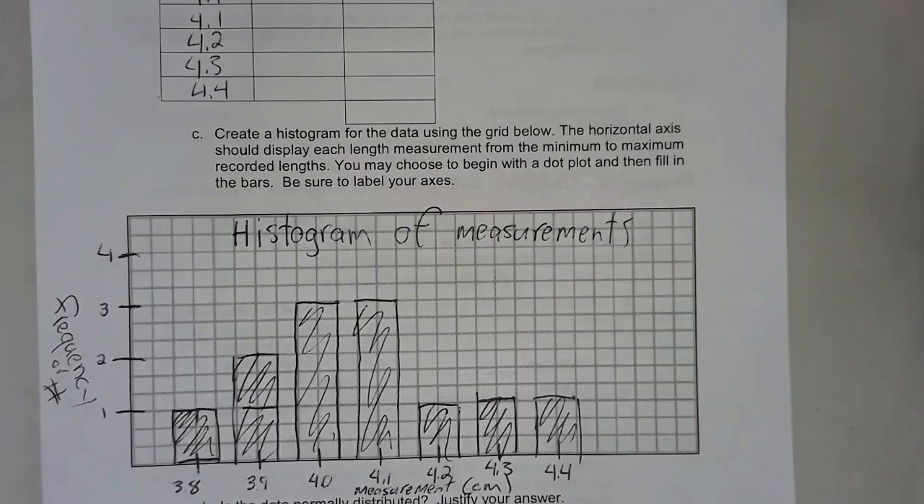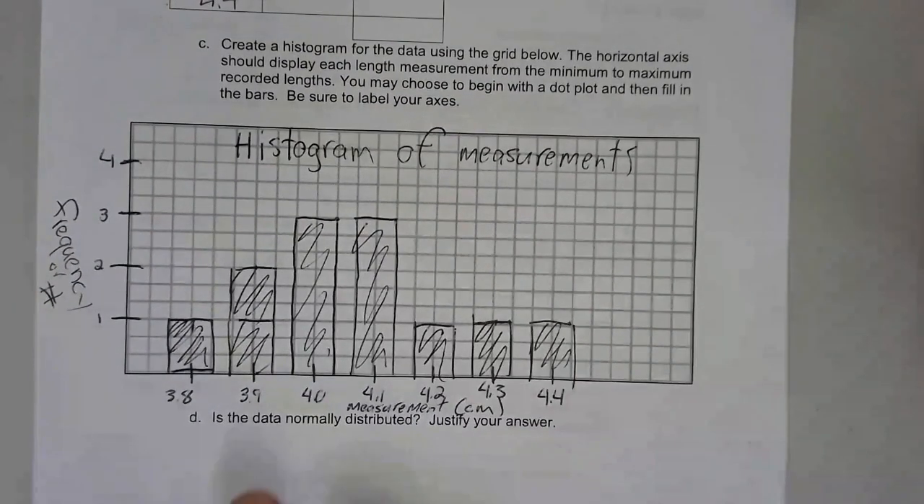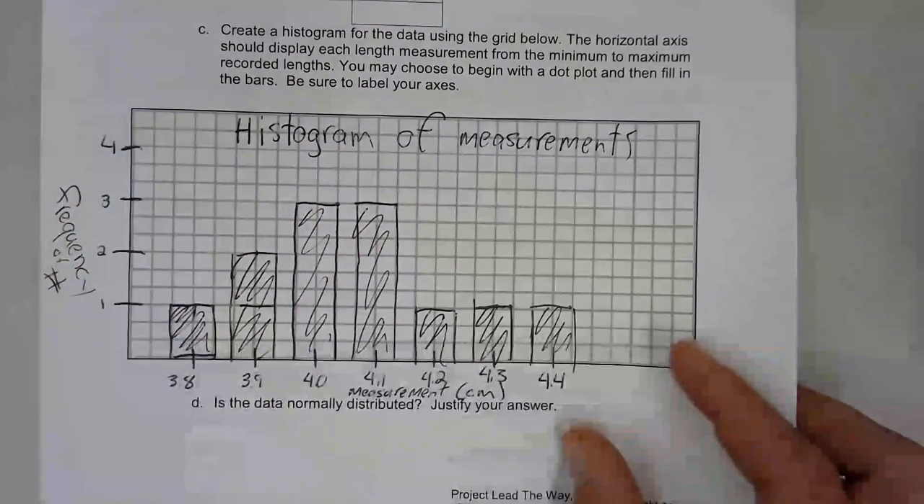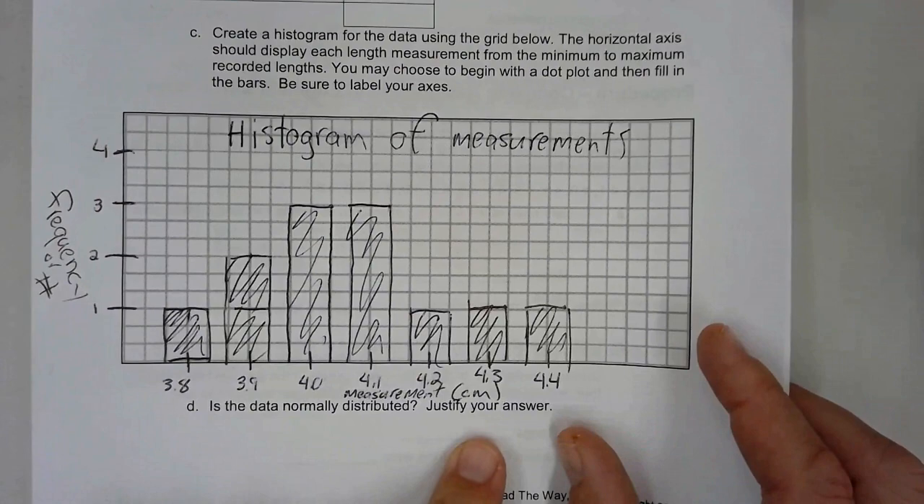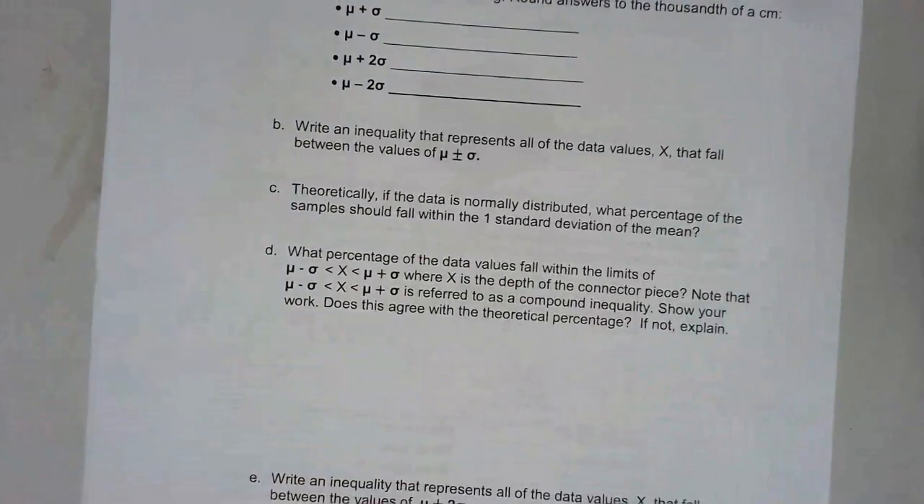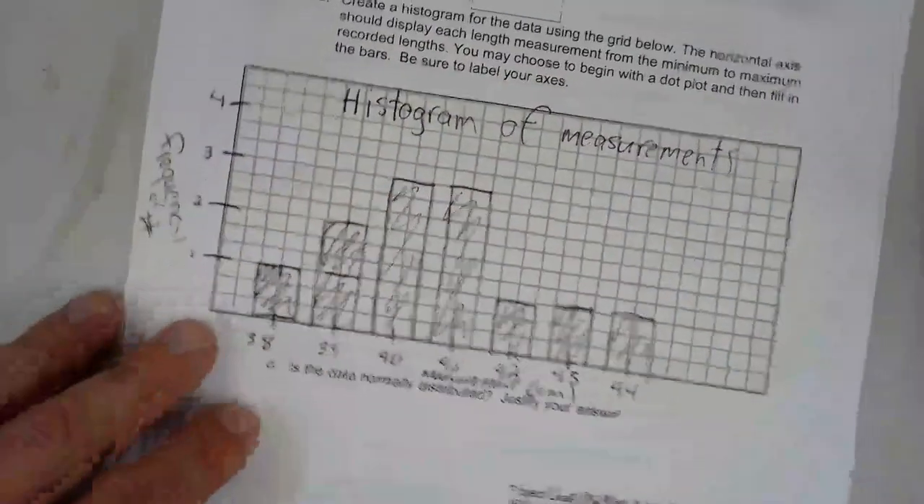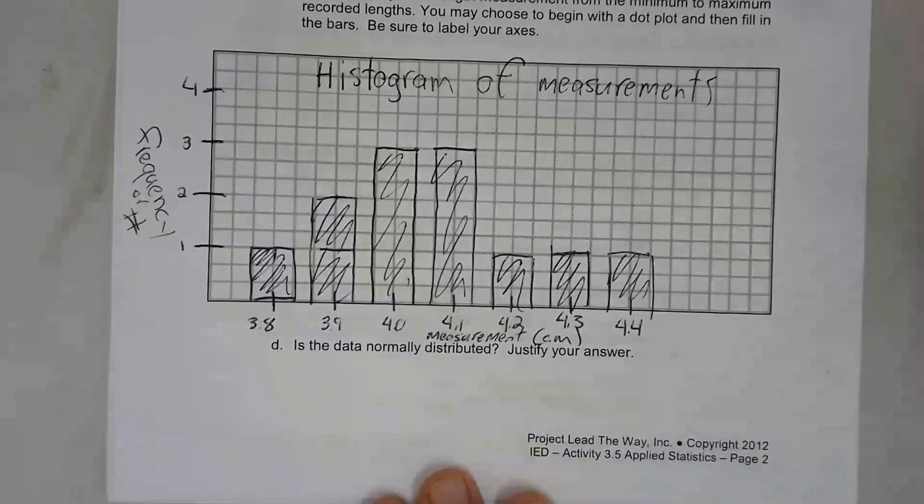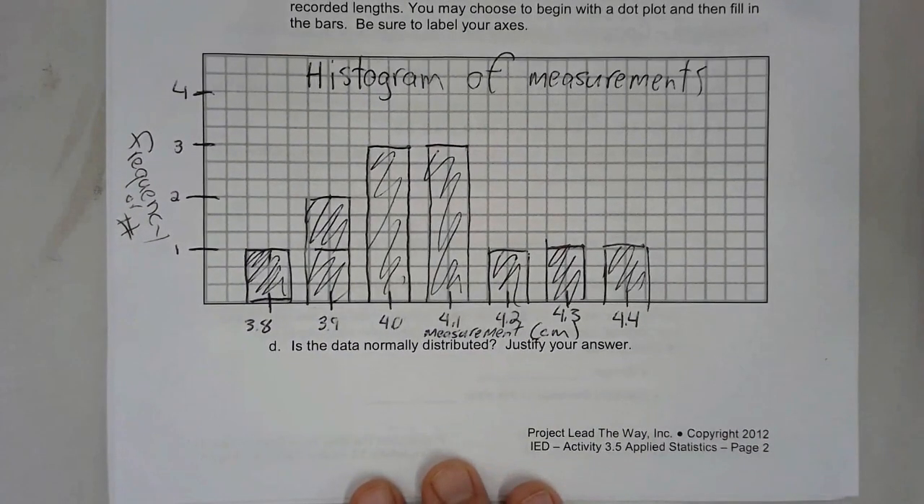Okay, so once you got the histogram done, we are now going to answer several questions about the histogram and about our data. So basically, we are going to answer D, and then we're going to go through all of this stuff. I would recommend you trying to do it first on your own, but I'm going to go through how to do these, okay?